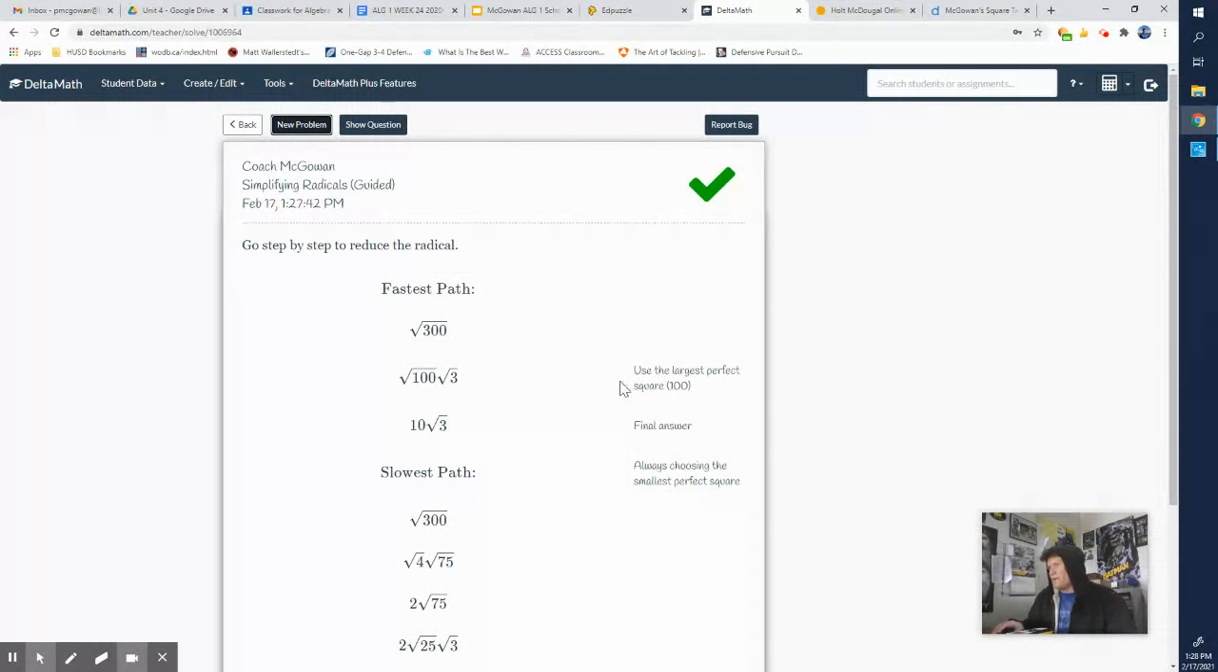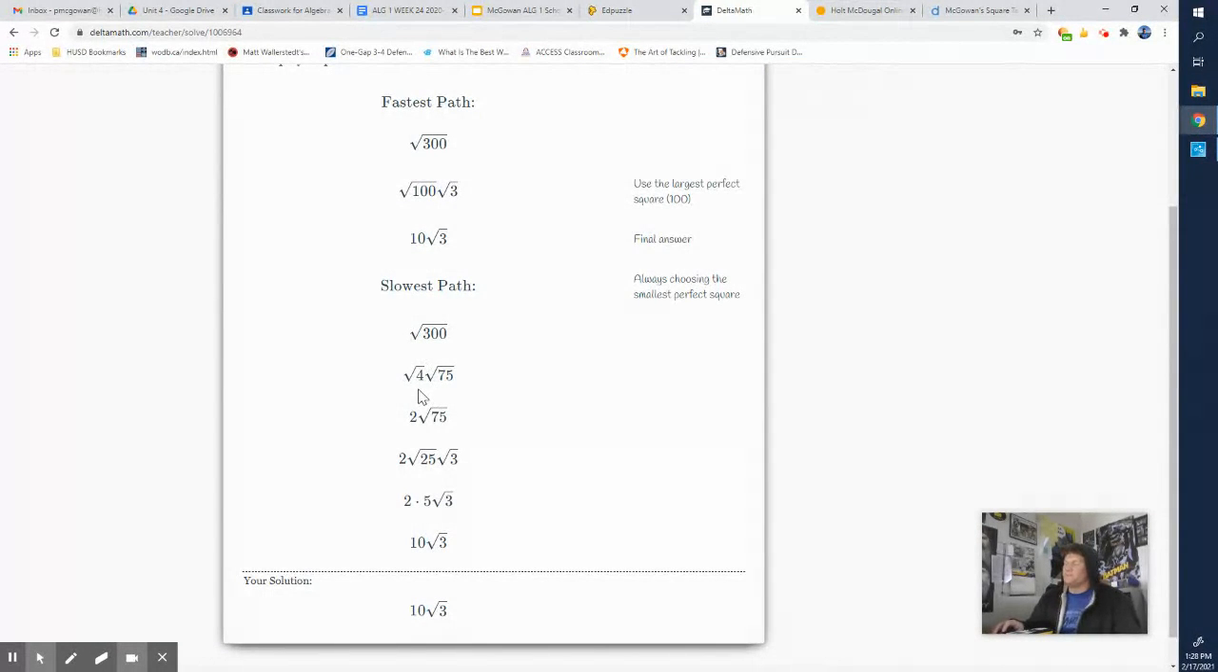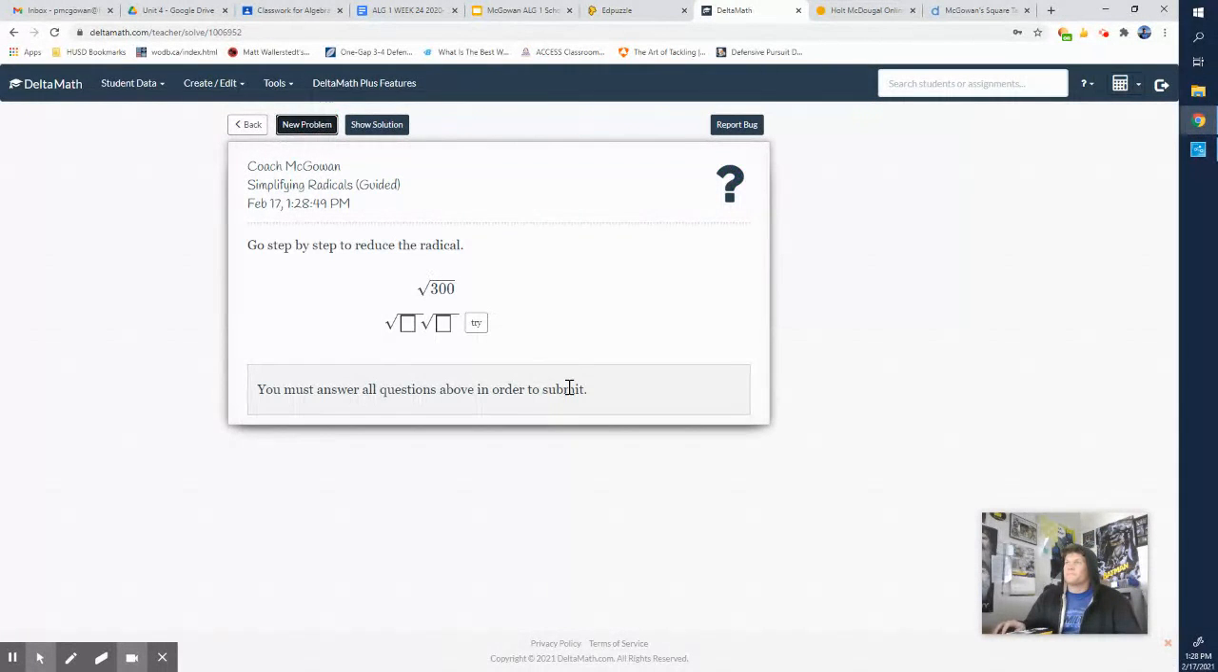Take a look at the slowest pathway on this one. We could have divided by 4, because 4 goes evenly into 300. 4 goes evenly into it 75 times. Then 75 you could break down because that's 25 times 3. So you get your square root of 3, which is where we ended up from before. And then the square root of 25 is 5. So 2 times 5 makes 10. So different pathways to get to these answers, but at the end of the day, you should end up with that final answer. Let's try another one.